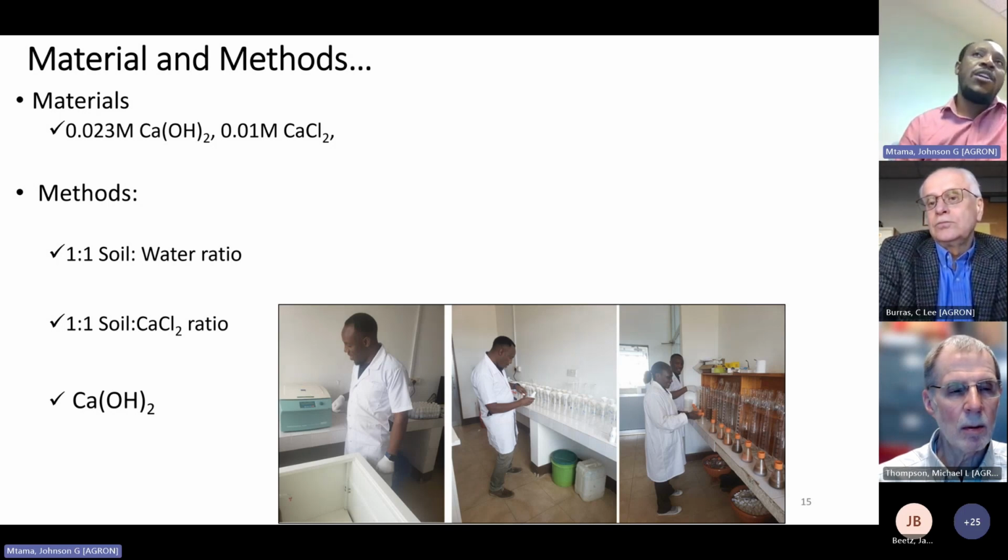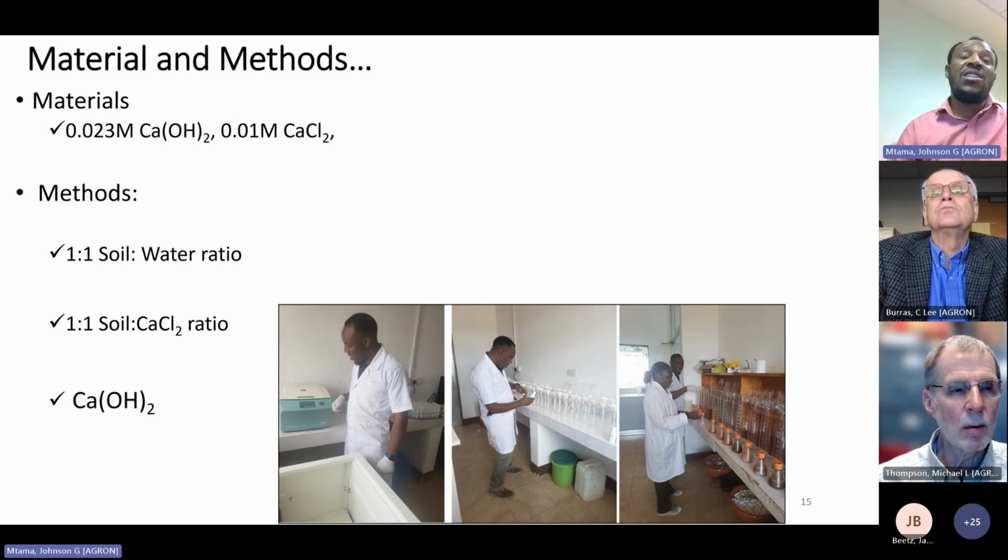And I determined the soil pH in three different ways. So one is determination of the soil acidity or the soil pH using the soil water ratio, where 20 grams of soil was used and mixed with 20 mils of water, stirred at 10 minutes interval, and then left to settle for like 10 minutes. Then I read the soil pH to determine the active acidity of the soils in the experimental sites.